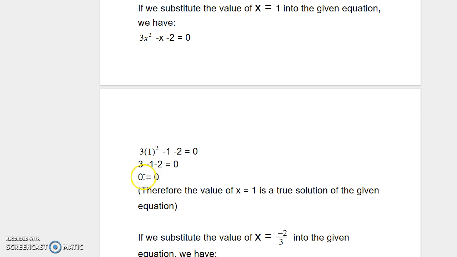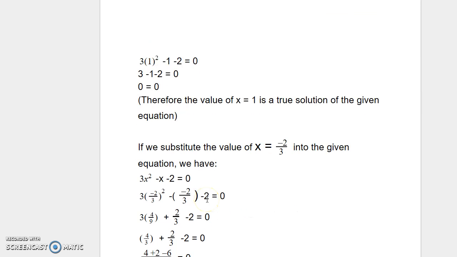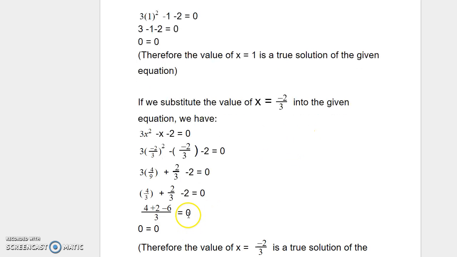So therefore the left hand side becomes 0, and that is exactly equal to what we have on the right hand side. Therefore the value of x equals 1 is a true solution for the given equation. Let us see whether the second solution also satisfies the given equation.